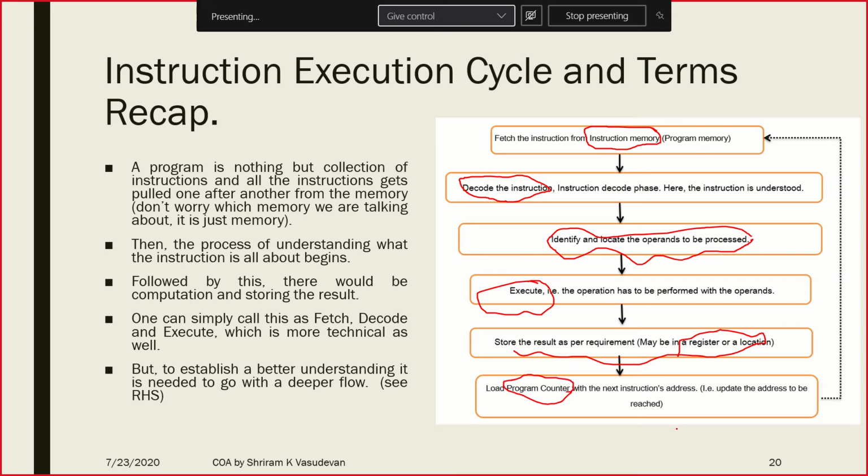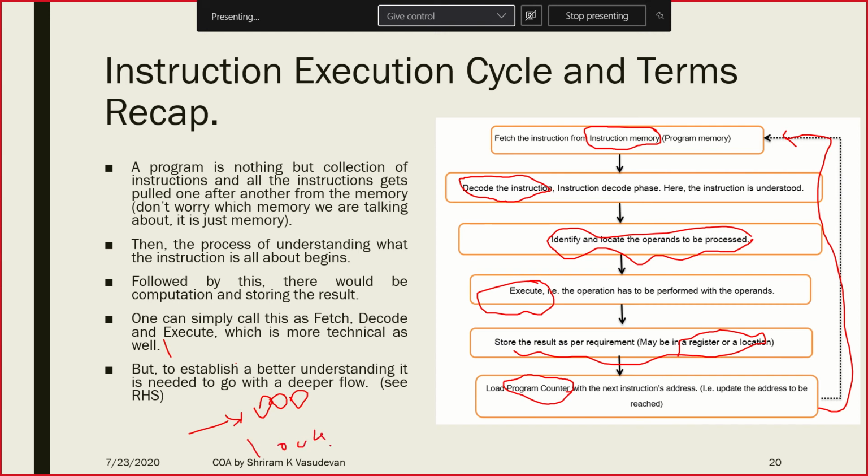Load the program counter with the next instruction's address. Only then can the same sequence continue. As you can see, only when the program counter gets updated with the next instruction's address can you move to the next level. Otherwise it can't move. Now comes the question: Sir, how will the program counter automatically get updated with the next instruction's address? For example, the current instruction's address is 1000. How will I go to the next instruction's address? The next instruction is at 1004.